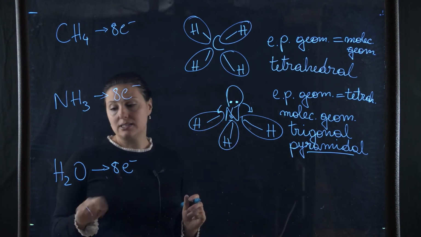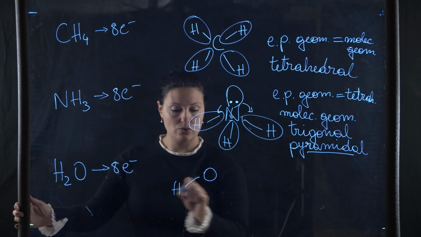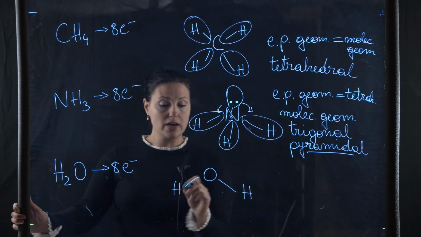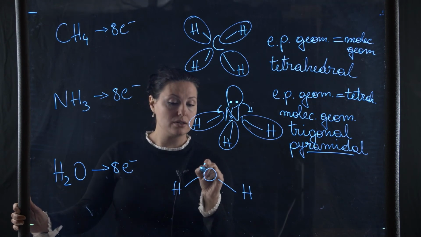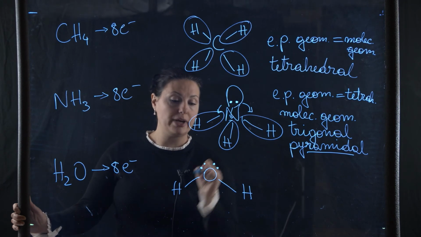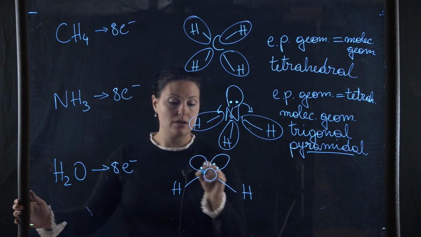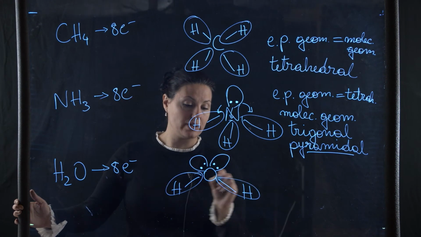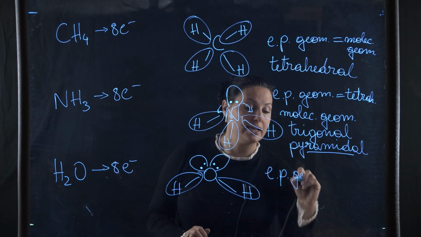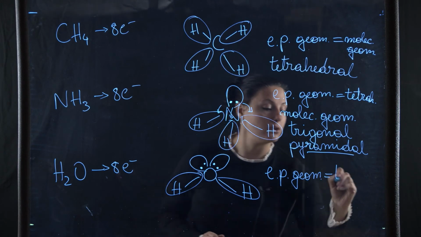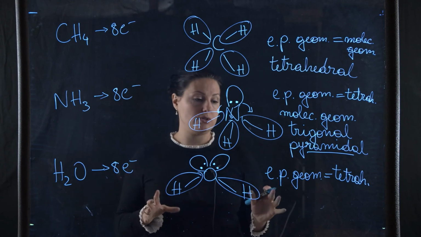Let's look at the last example where we have water. My oxygen is bonded to each hydrogen. The hydrogens are happy, but I've only used 4 electrons. And now I put the other 4 electrons as lone pairs on the oxygen. Now let's take a look. Once again, I have 4 groups around my central atom. So the electron pair geometry, once again, has not changed. That is still tetrahedral because I have 4 groups around. That's all it cares about.